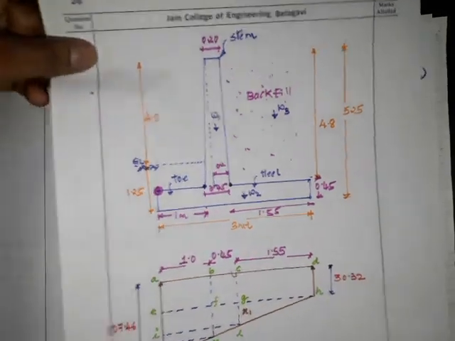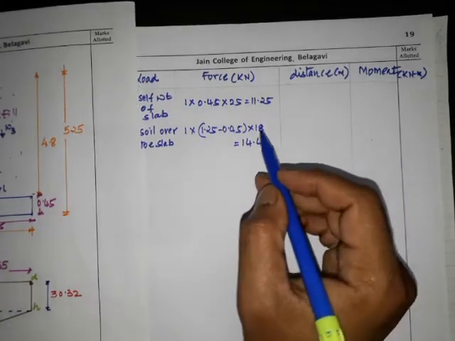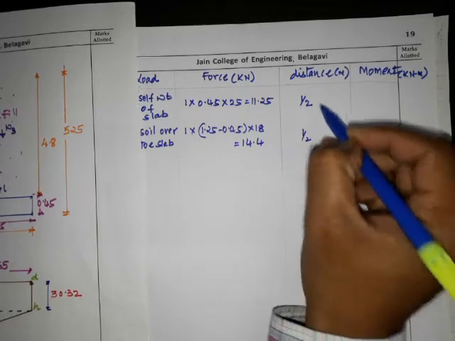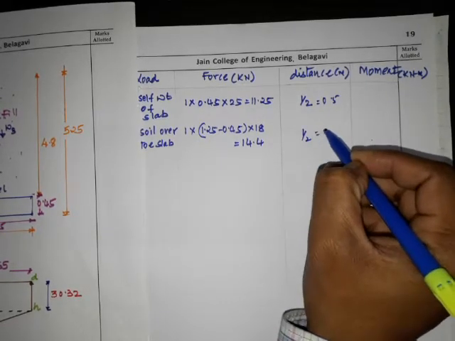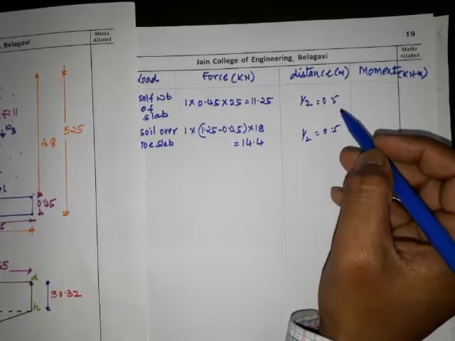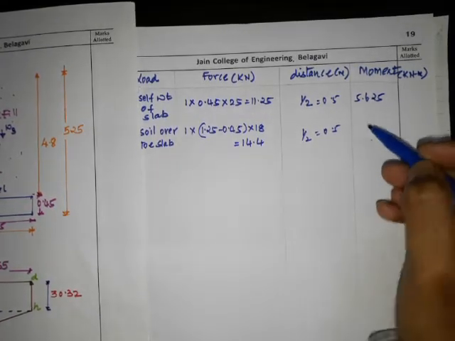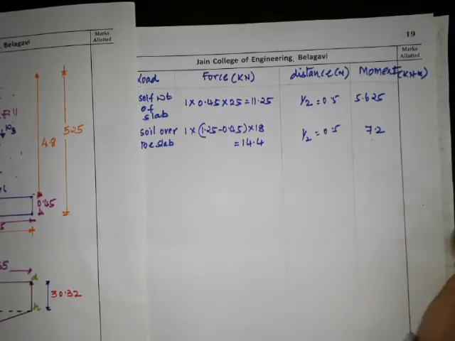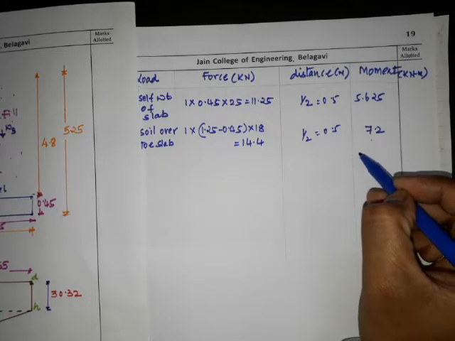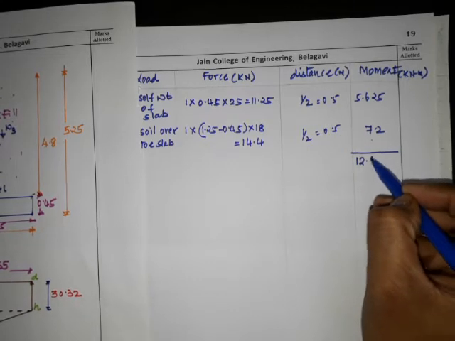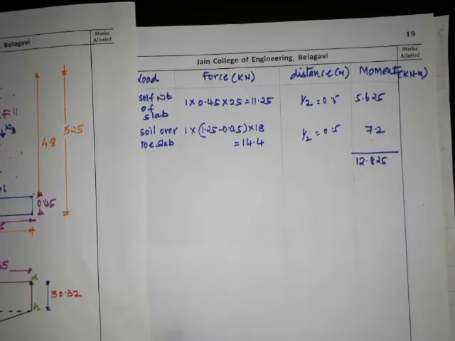Okay, and the distance is 1 meter by 2, because it is 1 meter by 2 and 1 meter by 2, 0.5 and 0.5, so we get this as 5.625 and 7.2. So this is due to the downward load. So we get total moment as 12.825 due to downward load.